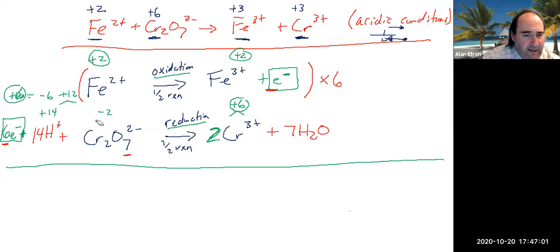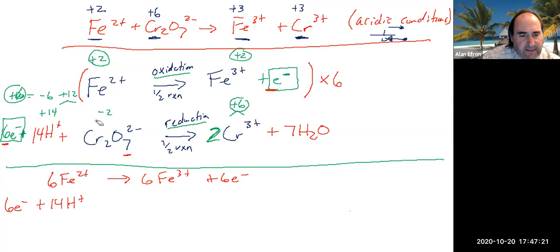So I'm just going to rewrite it on the bottom here. That's going to give me 6 of the iron 2+ goes to 6 of the iron 3+ and 6 electrons. On the bottom, I didn't really do anything with it, so I'm just going to recopy it. So 6 electrons plus 14 H+ plus our Cr2O7 2- gives me 2 Cr3+ and 7 H2O.